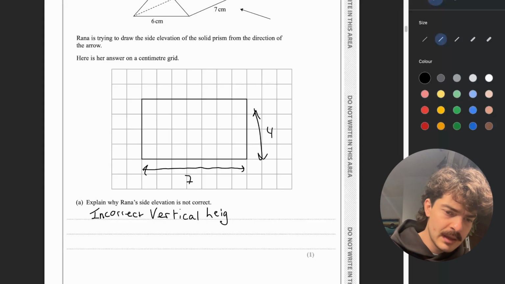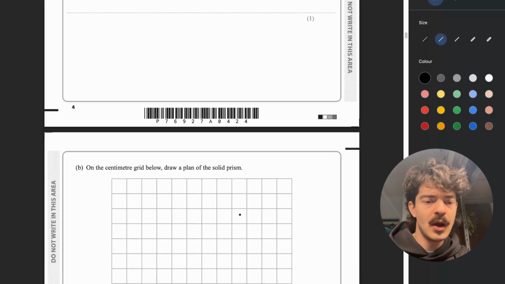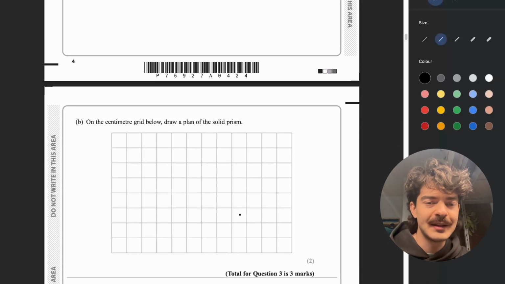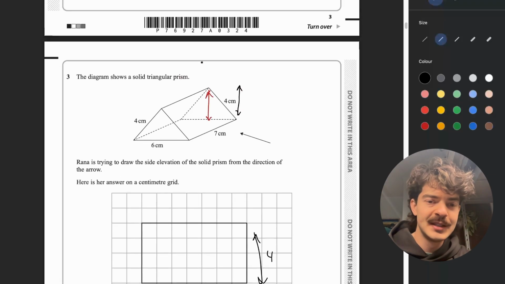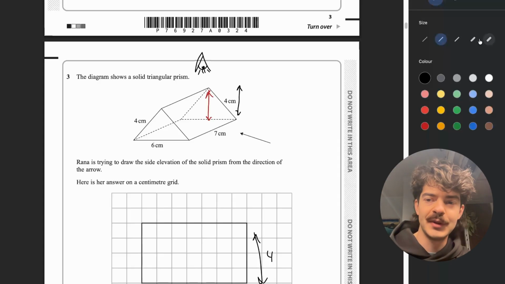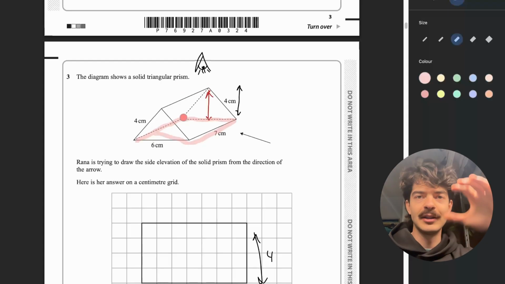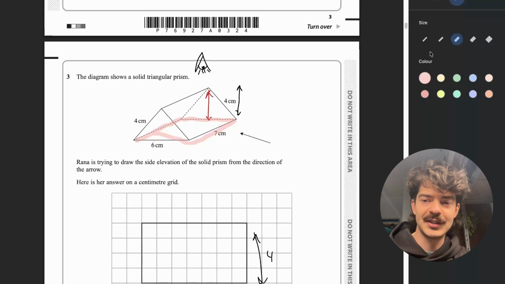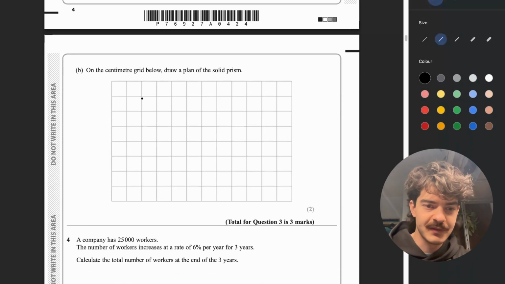Nice. On the centimetre grid below, draw a plan of the solid prism. Okay, so a plan, going back to our diagram, is what you'd see if you were looking from above. So we would see none of this 4 stuff going on, but we would see this rectangular base. Think about it. You're looking from above. We're not going to see any of this shape, but we are going to see the 6x7. So all we need to do on here is draw a 6x7 diagram.